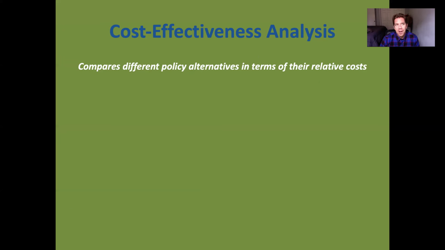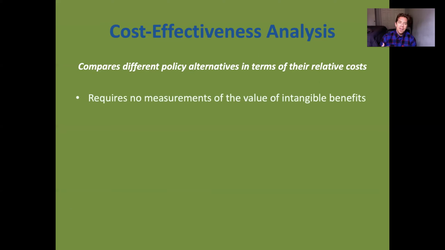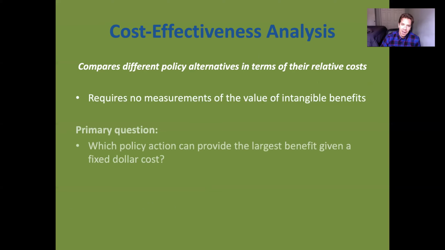The relative of cost-benefit analysis is cost-effectiveness analysis. Basically, this approach gets rid of the benefit side and just compares different policy alternatives in terms of their relative costs. In some ways, this gets around the challenge of measuring intangible or long-term benefits that have challenges being estimated monetarily. You're removing that from the equation and only relying on analysis of the costs. The primary question here, again, is choosing the lowest cost option to achieve the desired outcome.